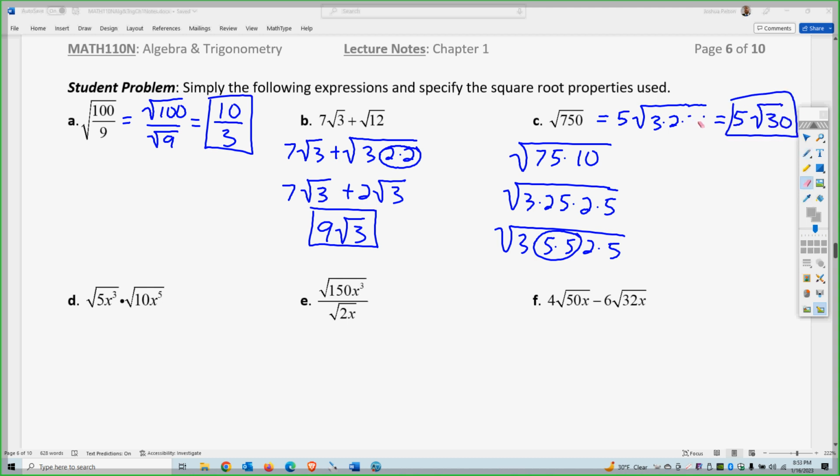Make it better than that. That didn't really work out too well. There we go. So that one's non-perfect. B was non-perfect, but A was perfect, which just means everything came out.